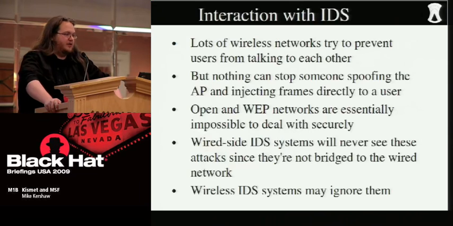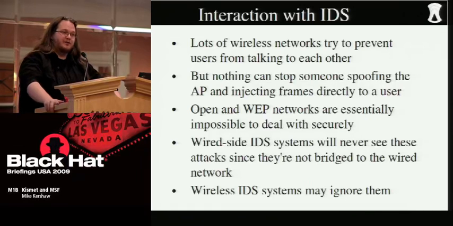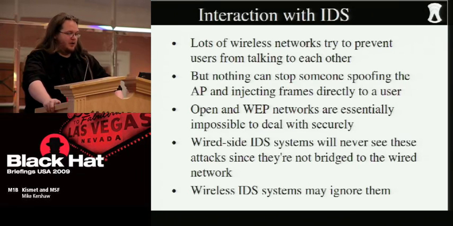So how does this interact with IDS systems? Lots of wireless networks try to prevent users from talking to each other so that one user can't directly ARP spoof another user on the network, etc. Nothing can stop anyone from spoofing the AP and talking directly to the user, though. If they think they're associated and they think the packet's coming from the AP, we win. Open and WEP networks are essentially impossible to deal with securely because you can't do per-user crypto and you can't prevent an attacker from spoofing the access point.